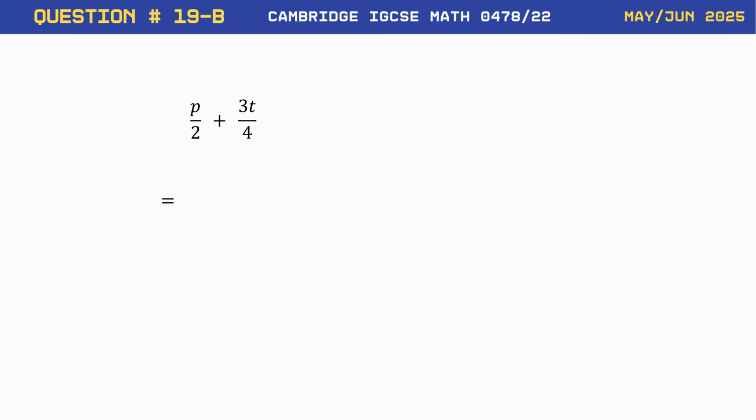We must multiply both the numerator and denominator by 2 to maintain equality, so it will become 2p over 4 plus 3t over 4. Resolving it further, it will become (2p plus 3t) over 4, which is the simplest form and is the answer.